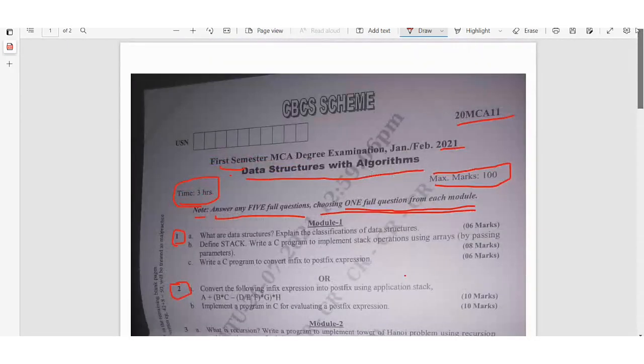This is the total objective of today's video. Try to download at least 5 to 6 years of question papers, analyze them and try to solve them. And do really well in your examination so that you will pass and get good marks.